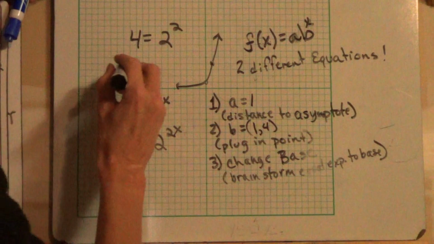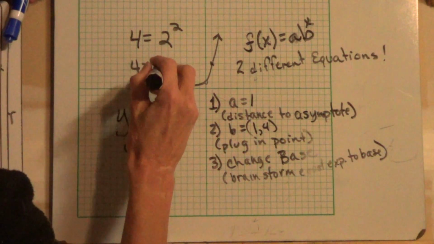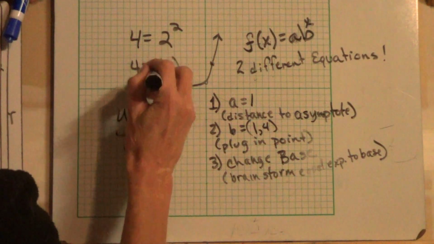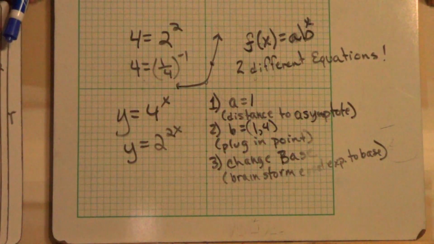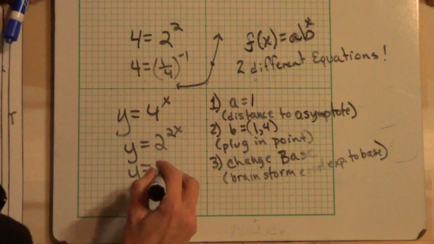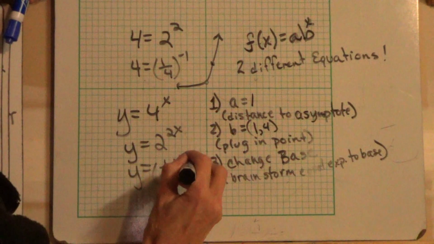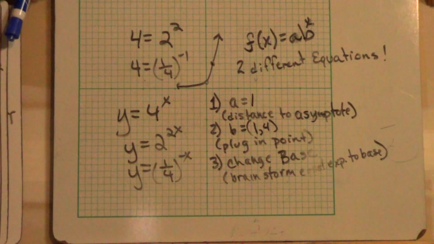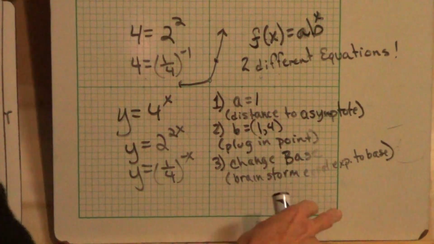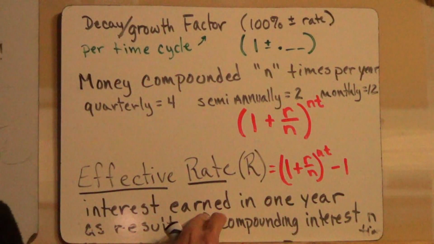Now, somebody else might say, oh, I know another way to write 4. I could write 1/4 to the negative first. Absolutely right. You guys are awesome. So we could write it as 1/4 to the negative x. So that's what we're doing in these. We're just trying to think of a variety of ways that we could be writing the same thing.